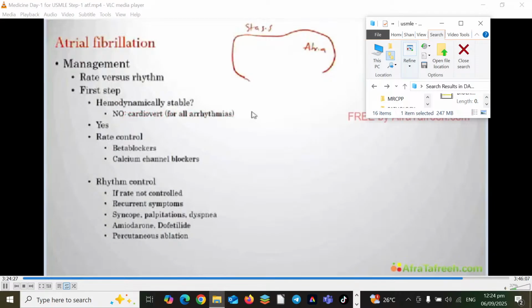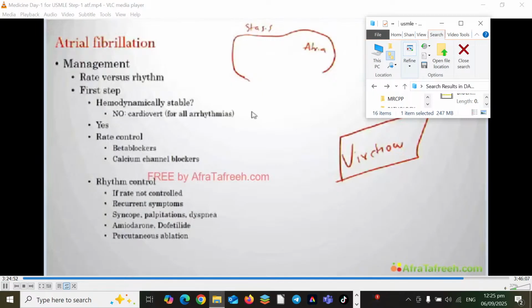Do you remember Virchow's triad? I hope you know that this is pronounced with a V, not an F. So, Virchow's triad, you have stasis. So, this results in thrombosis. Exactly. So, this will result in thrombus formation. It will build up a thrombus here.